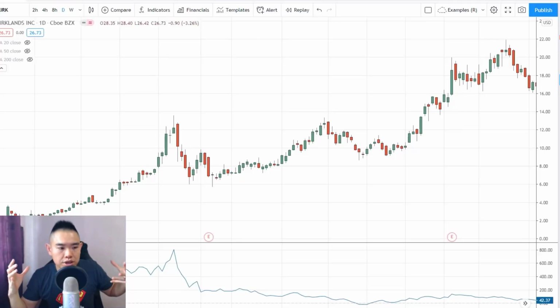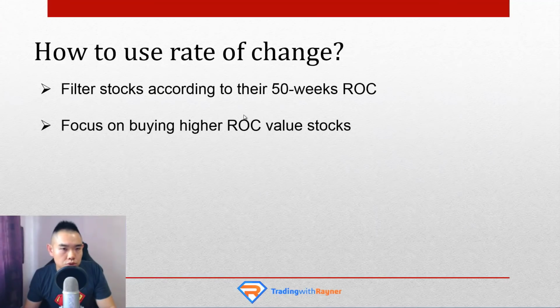Okay, so this is why we are using this ROC tool to help us filter out which stocks are the stronger performing ones, and we are going to favor those stocks over other stocks which are not as strong or have a lower ROC value. We don't want those stocks. We only focus on stocks which have the highest or the higher ROC values. Okay, so that's how you use the ROC indicator.